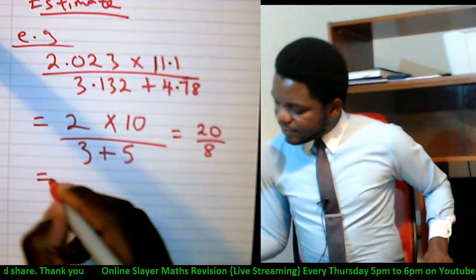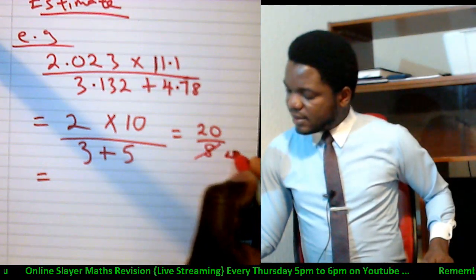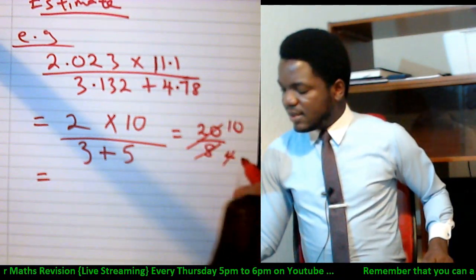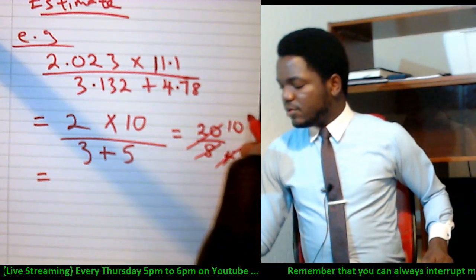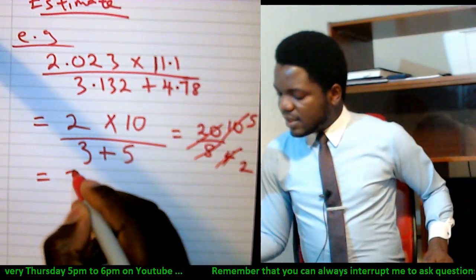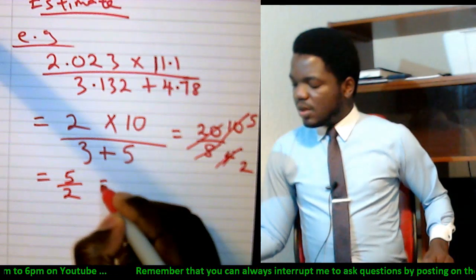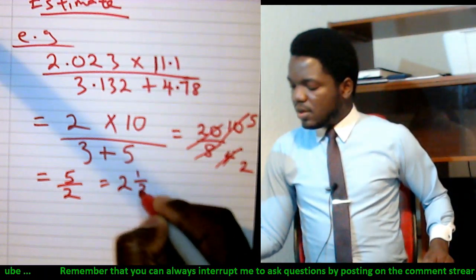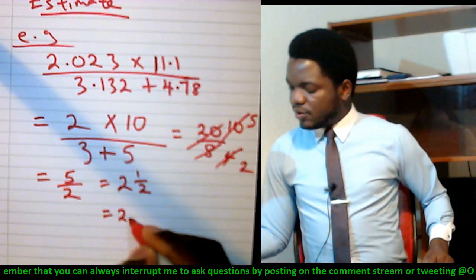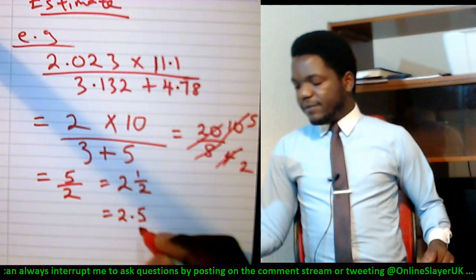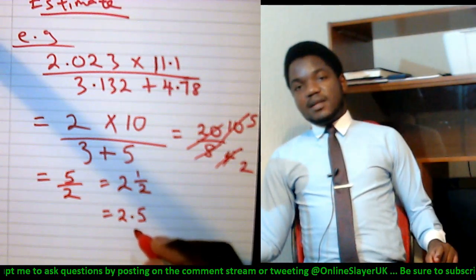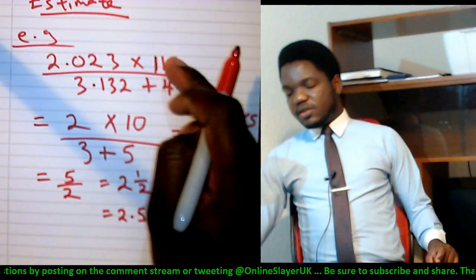So this gives you, how many 2's do you have in 8? 4. And 2's in 20 is 10. How many 2's in 4? 2. 2 in 10 is 5. So that's 5 over 2, which is 2 whole number, 1 over 2, which is 2.5. It's 2.5. I have chosen to leave my answer in decimal because the question was in decimal.